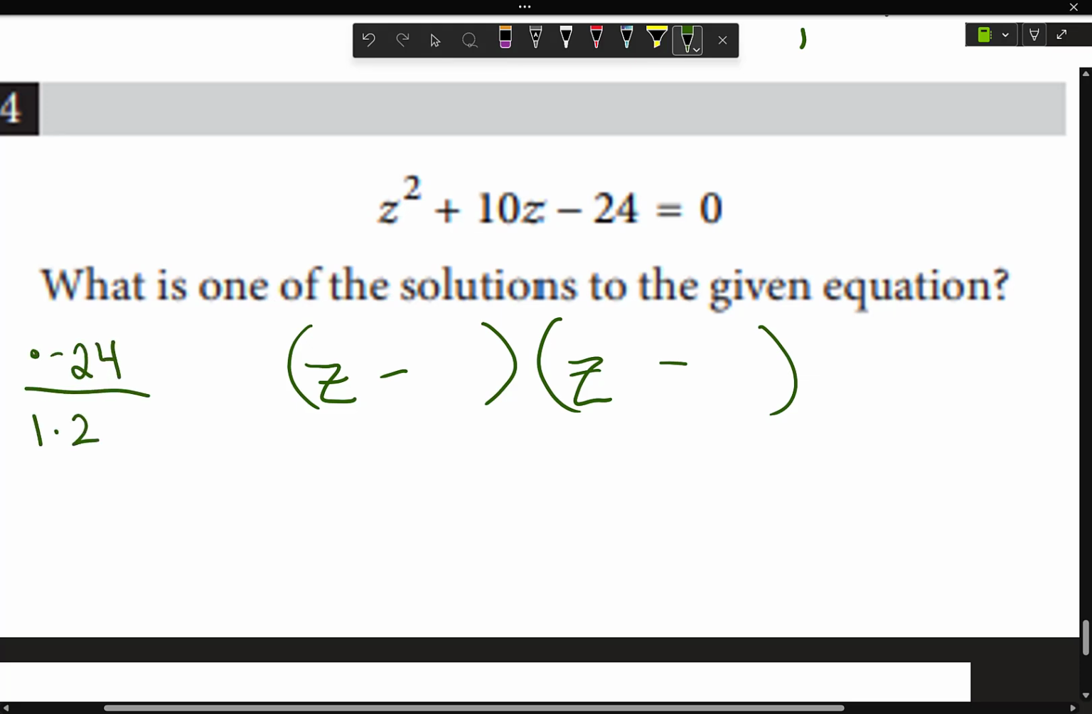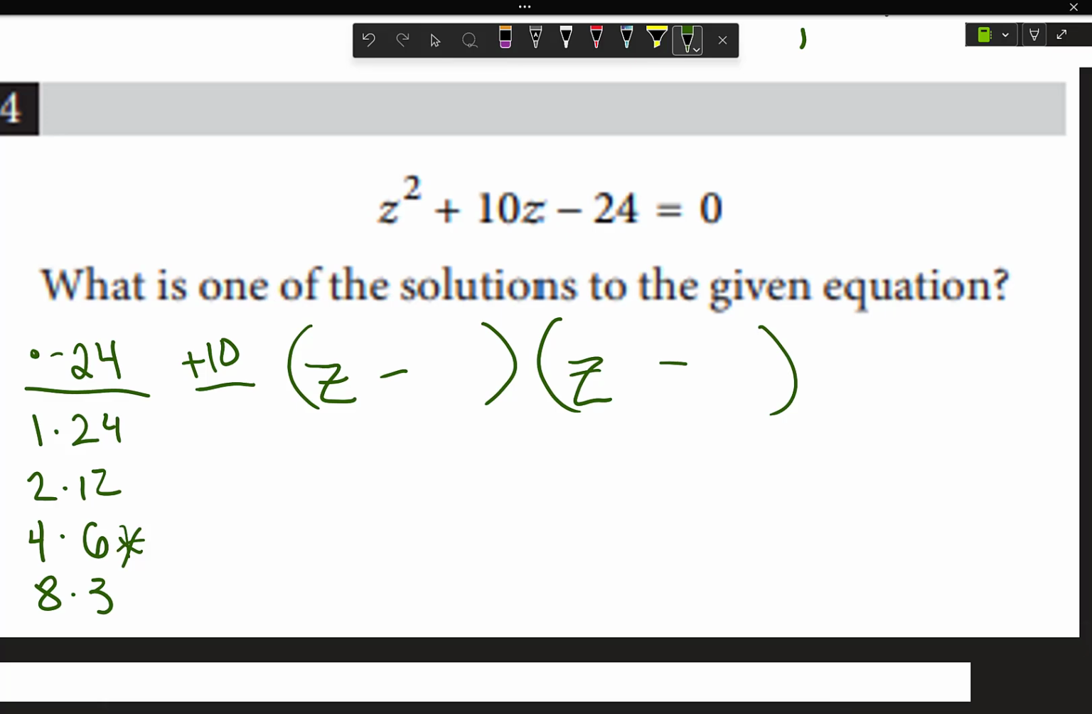I always like to list these first. Let's forget about the negative sign for just a second. So of those combinations, they need to multiply together to give us negative 24 and add together to give us 10. At first glance, you might think 4 and 6 might work because 4 plus 6 is 10. But since these numbers have to multiply together to give us a negative number, it can't be positive 4 and positive 6. So it has to be 2 and 12.